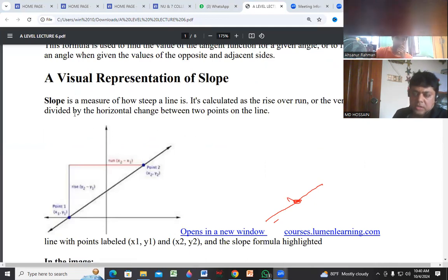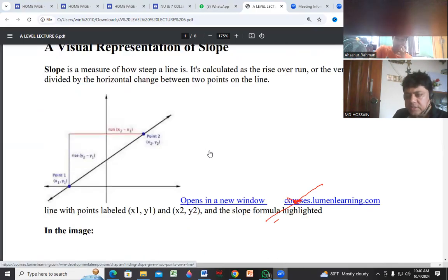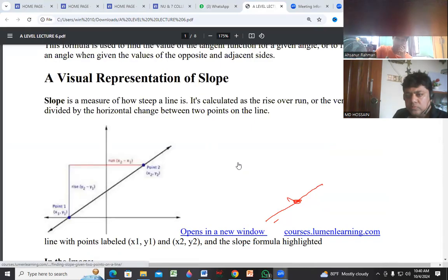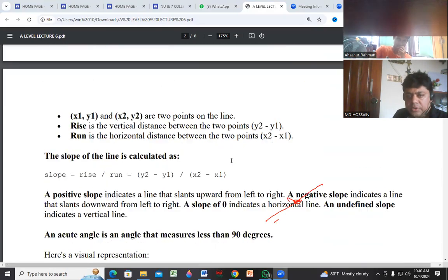Then the next one is slope. What is slope? Do you have any idea regarding this? Yes, sir. Okay, then you are not going to that.